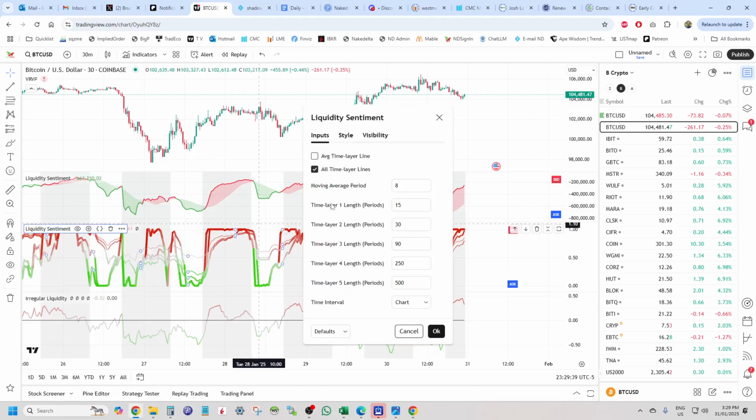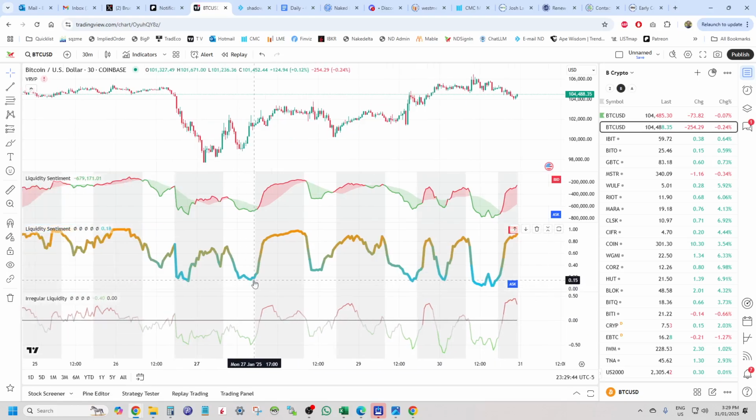And so then what we did is we just created a nice average line, which just put all of those together and generally showed illiquidity and liquidity periods.